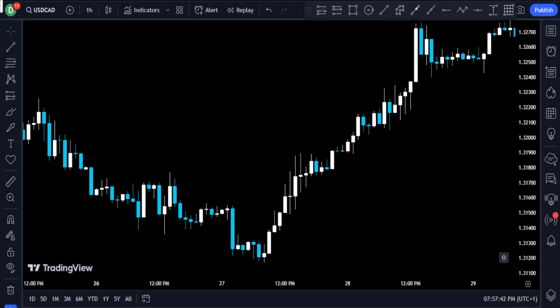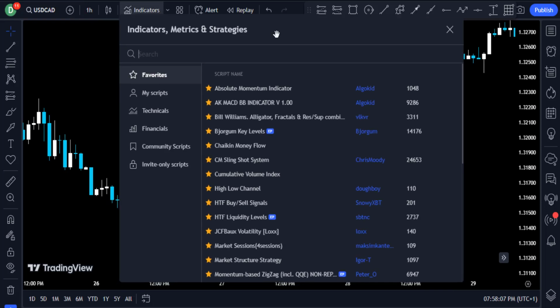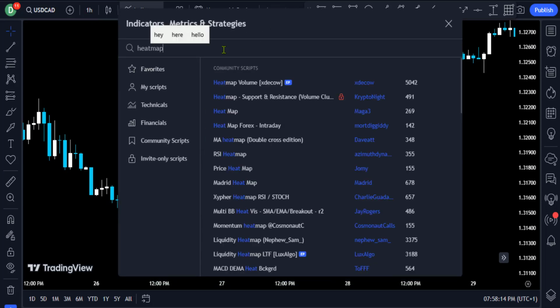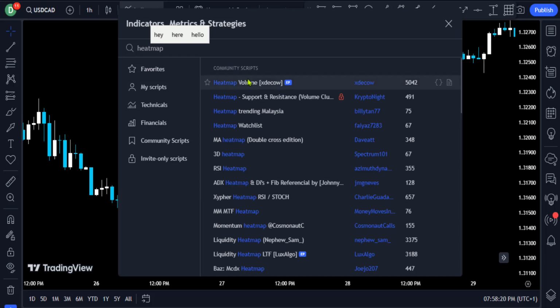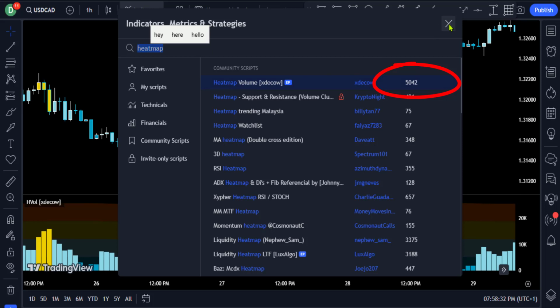Here on the chart, we are open to the price of the US dollar with the Canadian dollar currency pair, and on the 1-hour time frame. Now, go to the Indicators tab again, and search for the Heatmap indicator, and then click on this one that was created by this guy, XDecow. You can see that over 5,000 people have used the indicator.